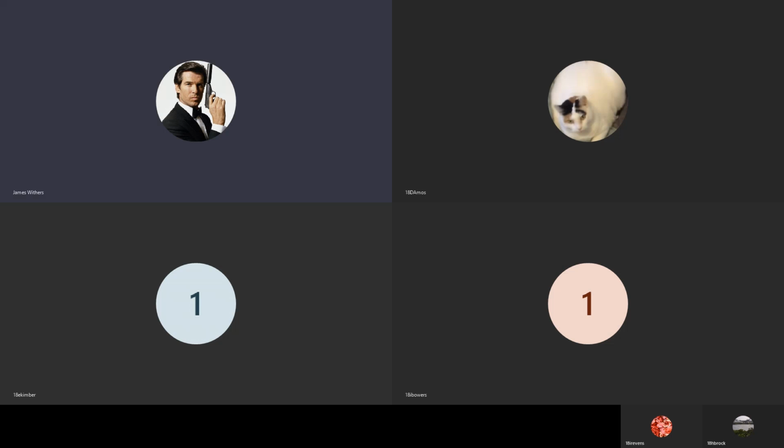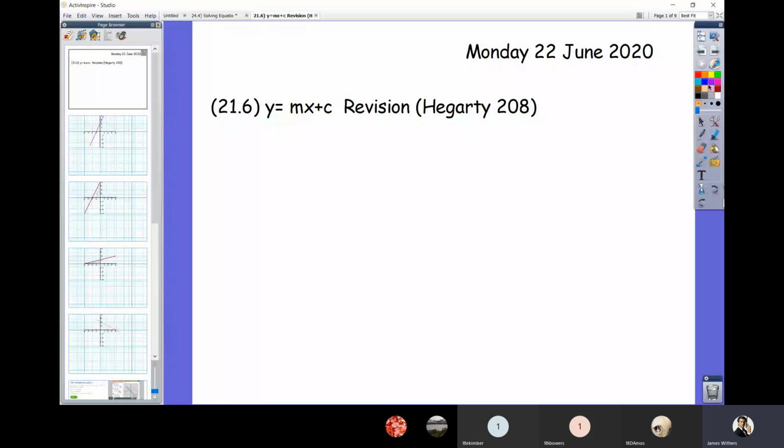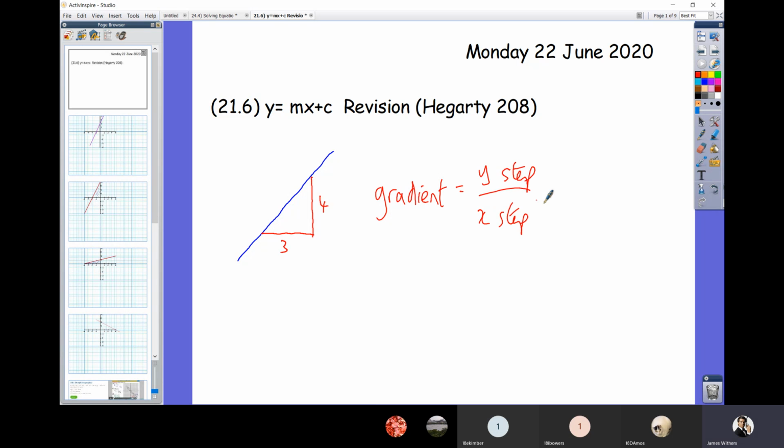So you will recall that last lesson we practiced working out the gradient. And just to remind you how we did that, if a line was going upwards, we would draw in a triangle underneath it. Let's say that length was 4 and that length was 3. To work out the gradient, we did the y step, which is the amount upwards, divided by the x step. So you would do 4 over 3.